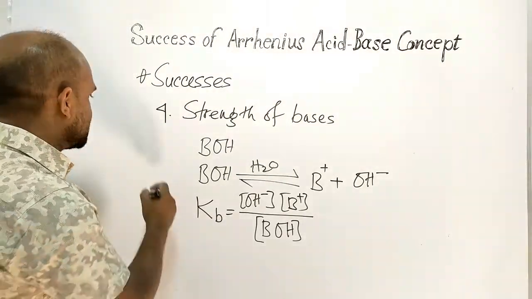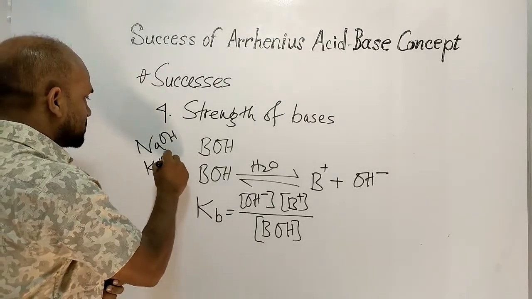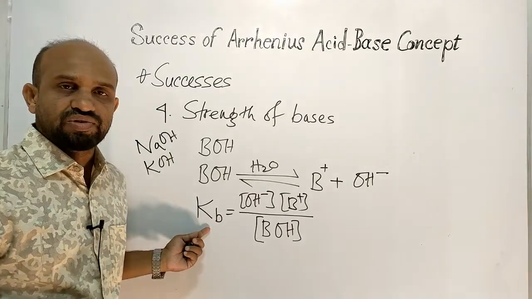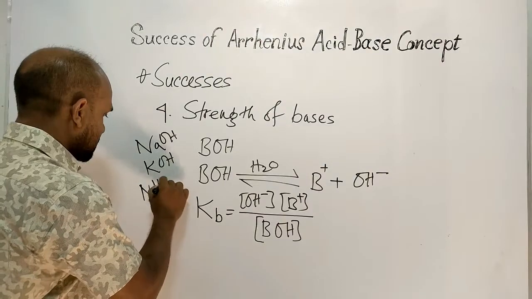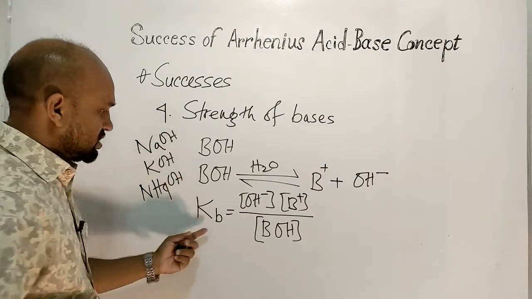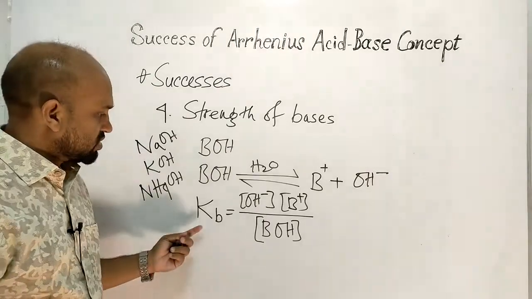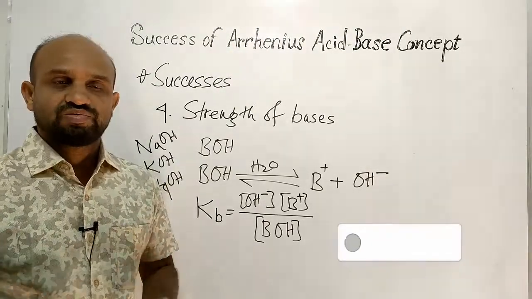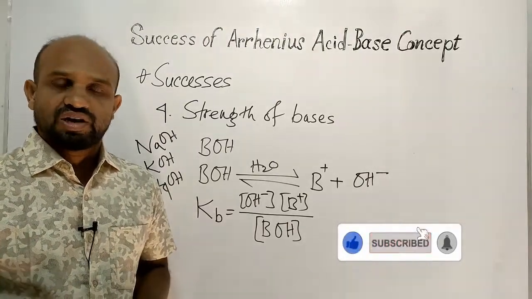The stronger bases are sodium hydroxide and potassium hydroxide. For these bases, the value of Kb will be higher. But for a weak base like ammonium hydroxide, the value of Kb will be lower. So from the value of Kb, we can determine whether the base is stronger or weaker according to the Arrhenius concept.